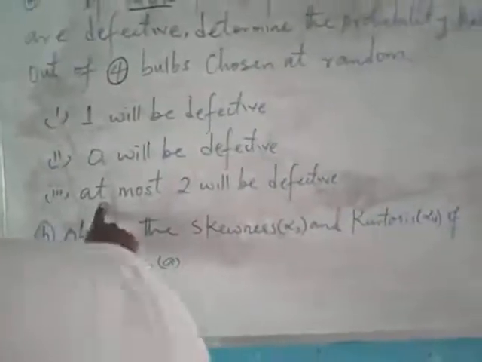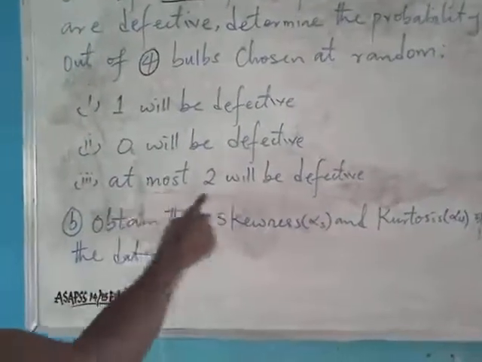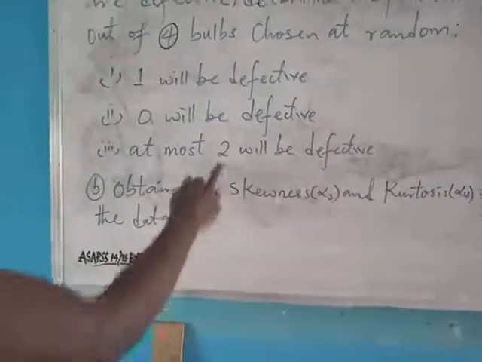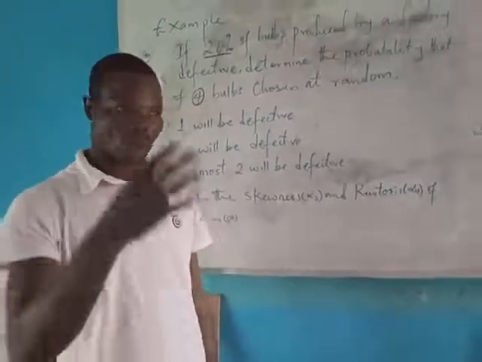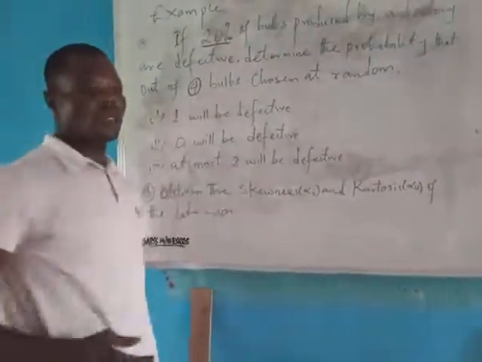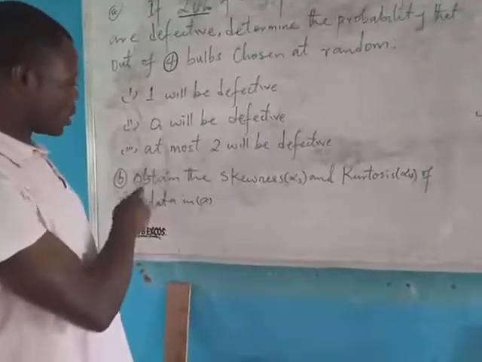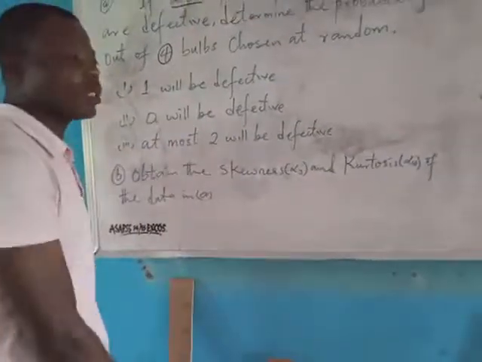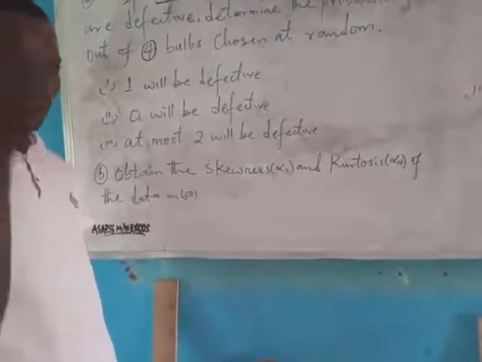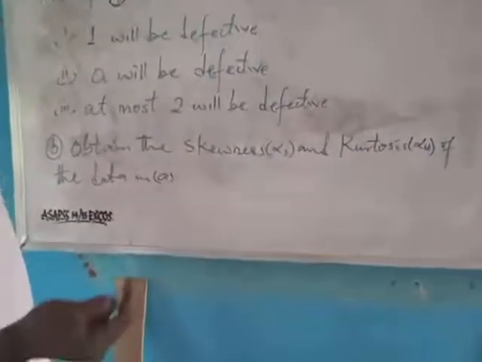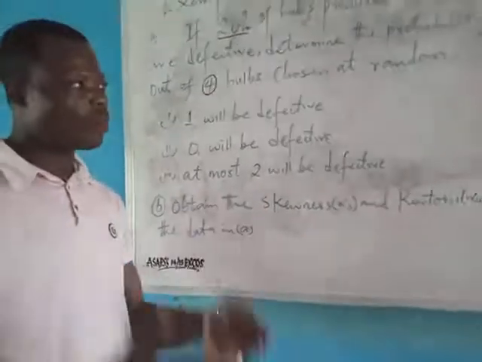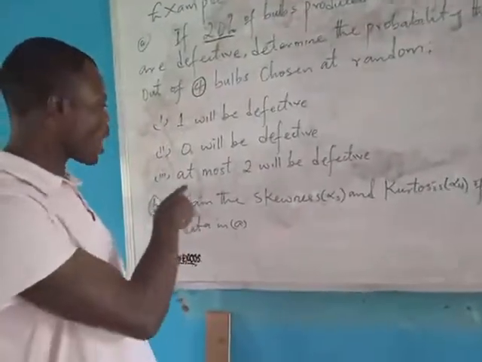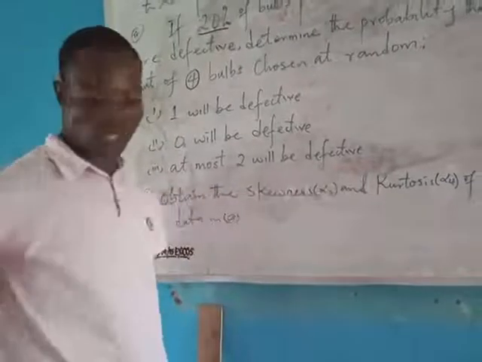So at most, that's the next question, at most 2 will be defective. At most means from highest to the lowest. So the highest is 4, but they say at most 2. So from 2 downward, which is 2, 1, and 0. So we are calculating the probability of 0, the probability of 1, and the probability of 2. Then we add the probabilities. That will be the probability that at most 2 will be defective.